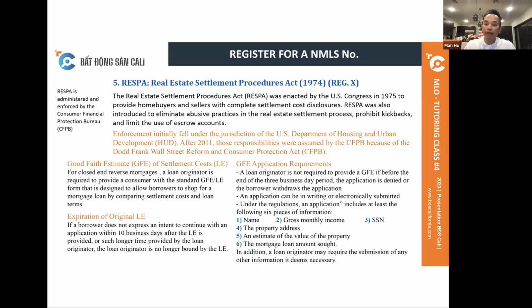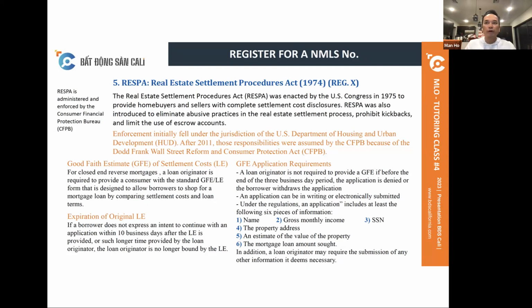Remember, RESPA prohibits kickbacks and limits the use of escrow accounts. Meaning the escrow account can only be used to pay for mortgage, property tax, insurance, and maybe some of the mortgage insurance premium. Not anything else. Not your electric bill, your utility bill, your cable, and so on. Imagine if everybody opened an escrow account and put all that money in, and they invest it somewhere else. Then when they lost everything, who's gonna pay for your things, right?